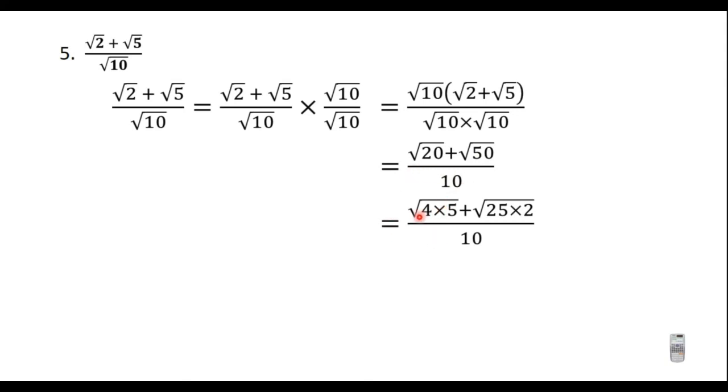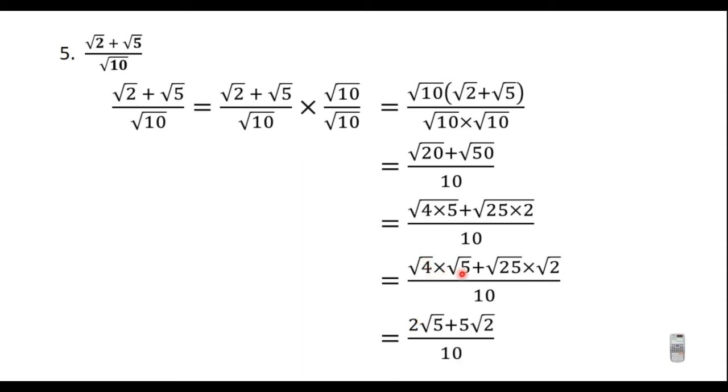In doing that, you have square root of 4 times 5 plus square root of 25 times 2. This will give us square root of 4 times square root of 5 plus square root of 25 times square root of 2. Square root of 4 will give us 2, times square root of 5 will give us 2 root 5, then plus square root of 25 will be 5, times square root of 2 will give us 5 root 2, all divided by 10.